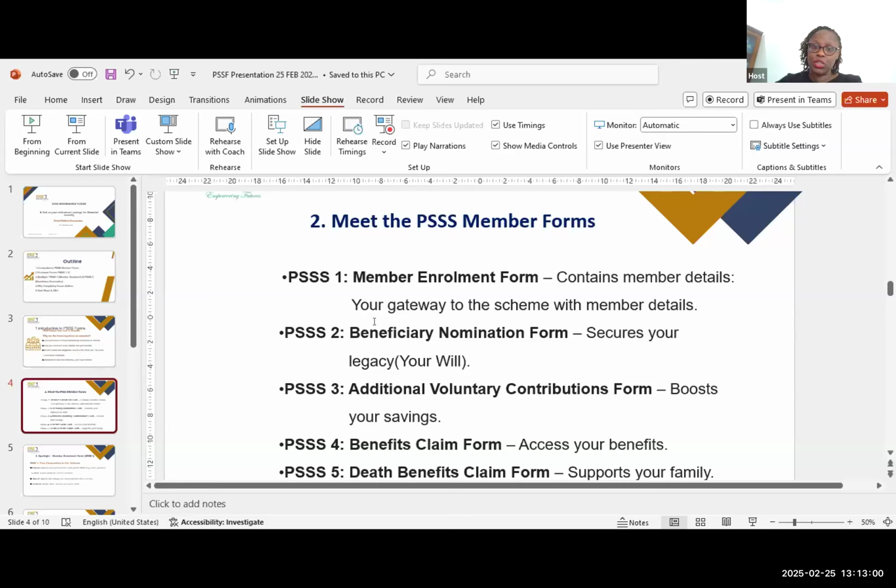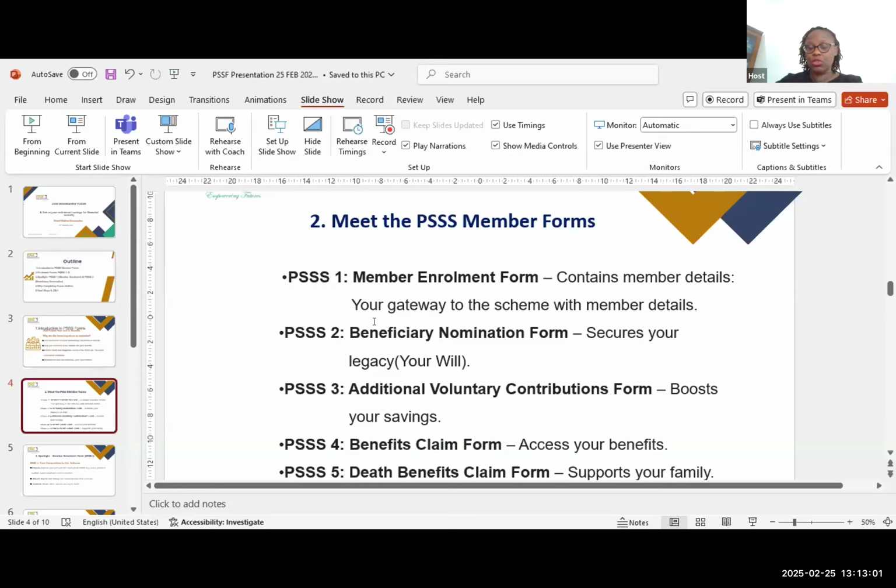So it contains your details, it contains your email address, it contains your phone number, your PO box, so that in case we want to communicate with you, we are able to get to you in time and with the right information. Then after you've given us your personal information, who are you as a member?